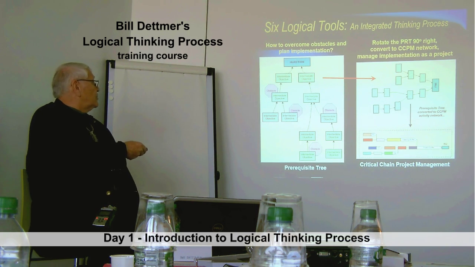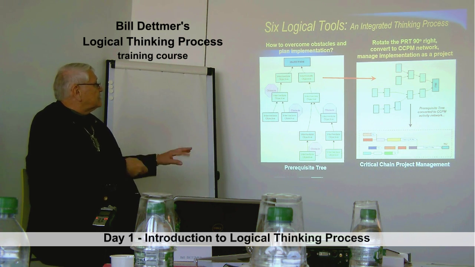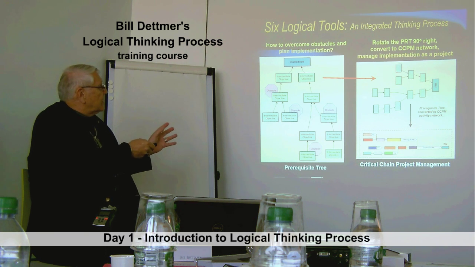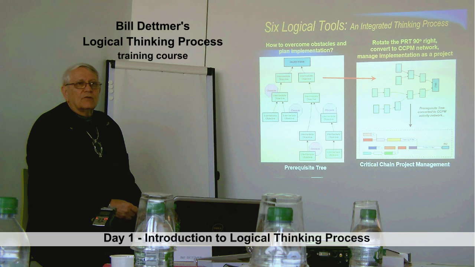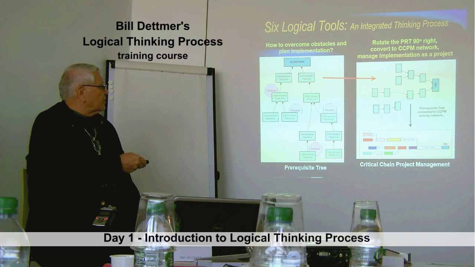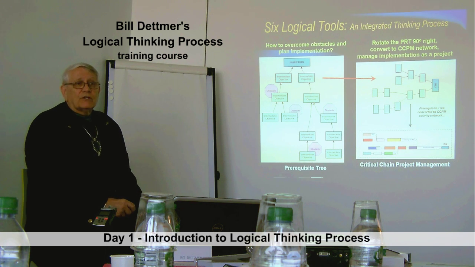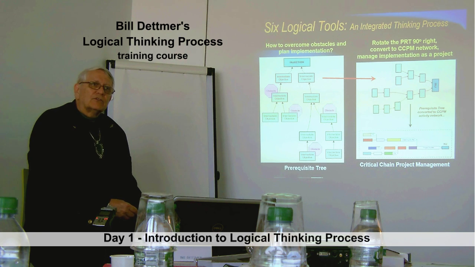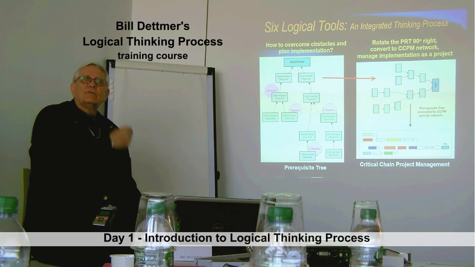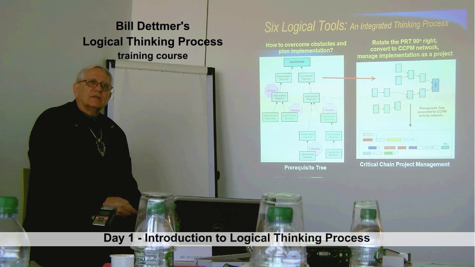You start initially with your prerequisite tree. You identify all of the key component tasks. You rotate this thing 90 degrees. You get rid of the obstacles. And now it becomes your execution network of activities. You put it together with the appropriate feeding buffers and project buffer, and bingo, you've got a critical chain project schedule for the implementation of your change. You can manage organizational change as a project effectively this way with a high assurance it will be done on time. And because of the critical chain aspect and because you have already verified it with a future reality tree, you have a high confidence that it's going to work.